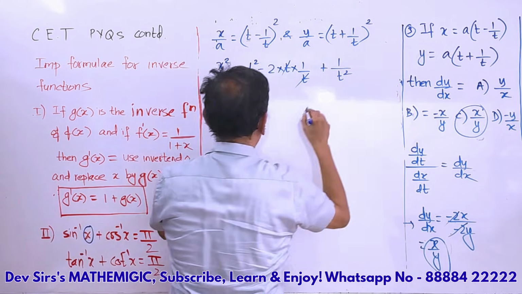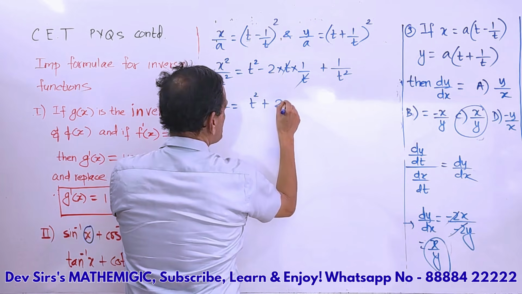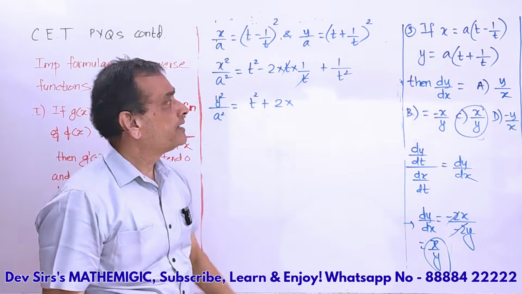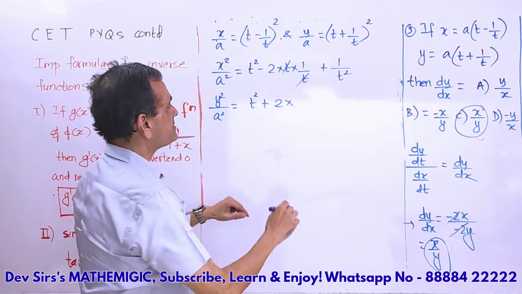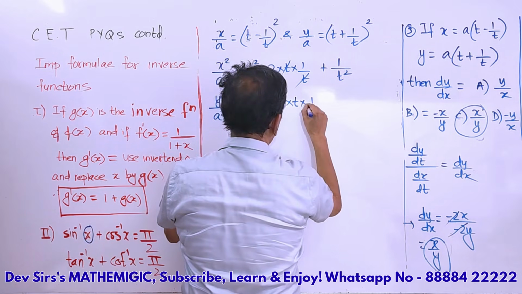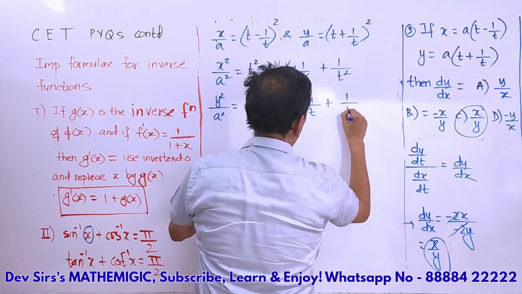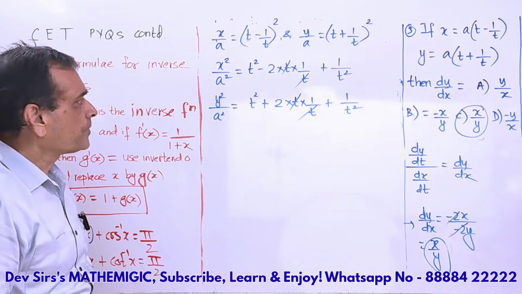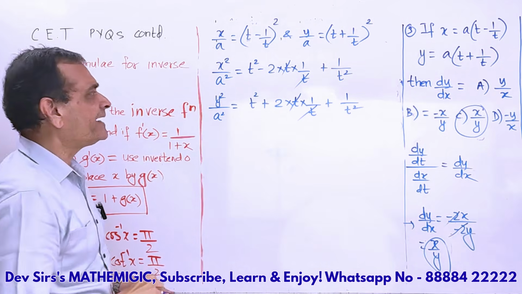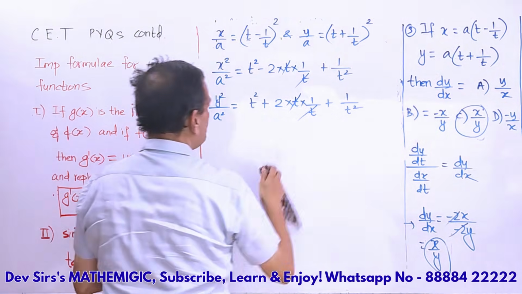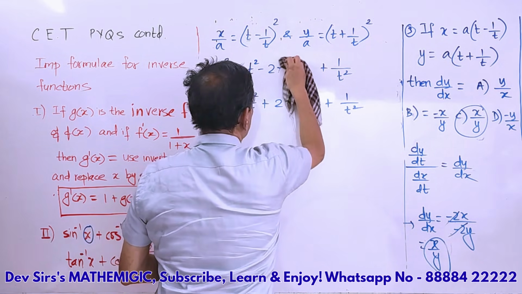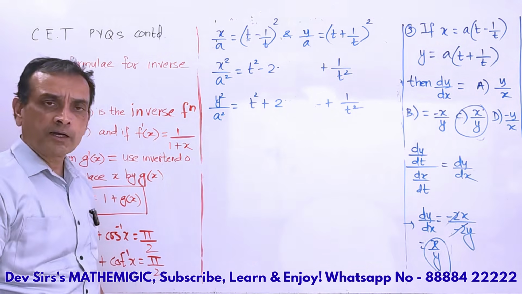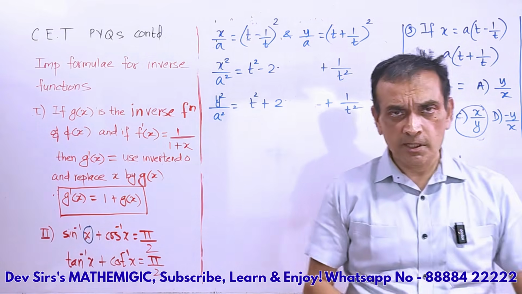Square of this: a squared plus 2ab plus b squared, that is (a + b) squared. Don't write t squared plus 1 upon t squared. It is a squared plus 2ab, that is 2 into t into 1 upon t, plus b squared. t gets cancelled here. So because of that t getting cancelled, what do we get here? Minus 2 and plus 2. Correct?